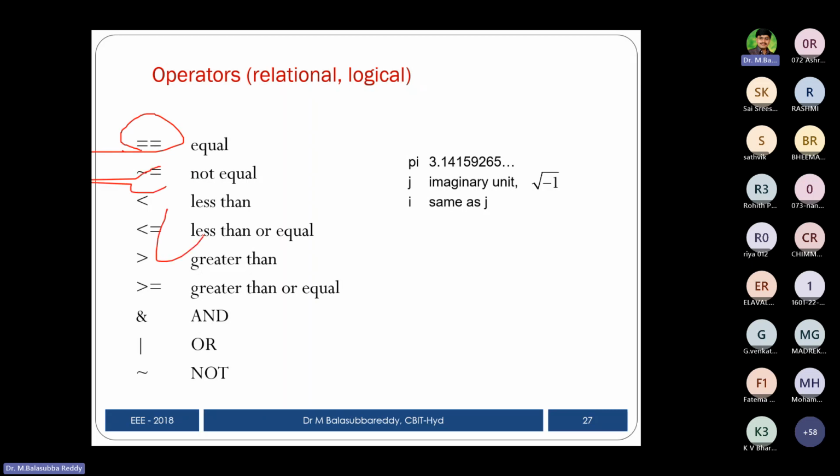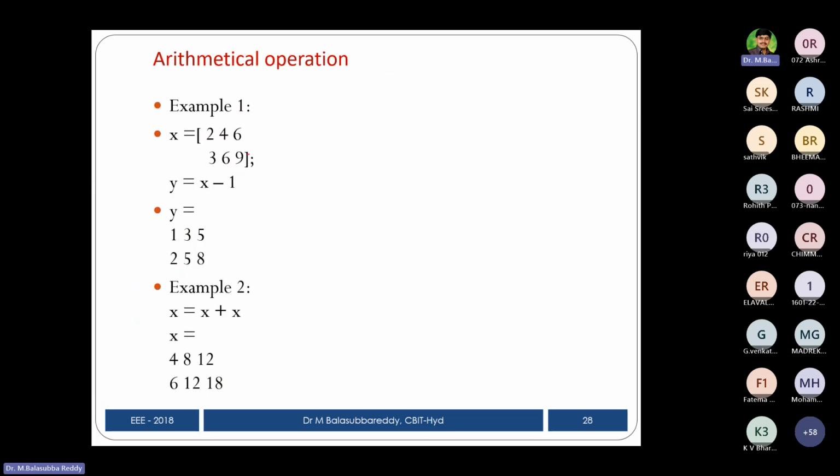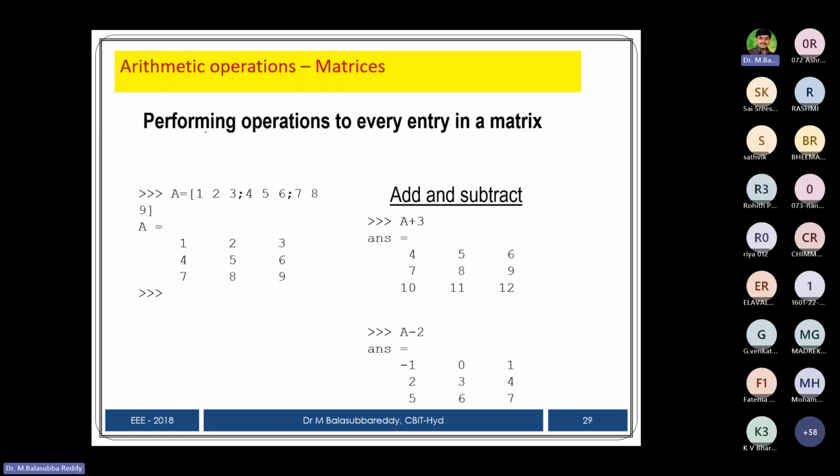And not equal, less than, greater than, all this is already known to you. These are some of the symbols. Now, if you want to operate an arithmetic operation, x is given some matrix, y is equal to x minus 1. Each element is going to be subtracted by 1. And another one is x is equal to x plus 1. And then each element we can subtract by 2. A is equal to a minus 2. A is a matrix, and then plus 2 or minus 2, something like that.